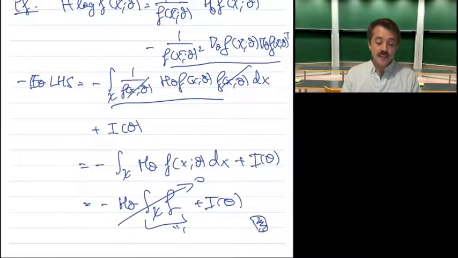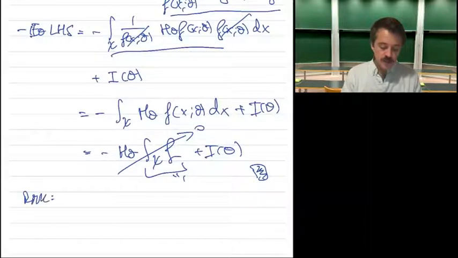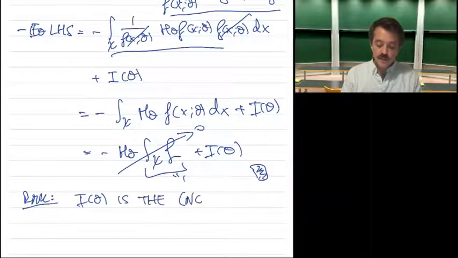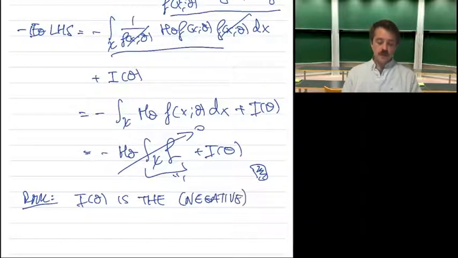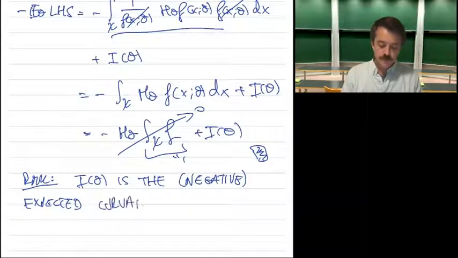So what we have here then is that the I theta, the Fisher information matrix, remark, the I theta is the negative expected curvature of the log likelihood, right?